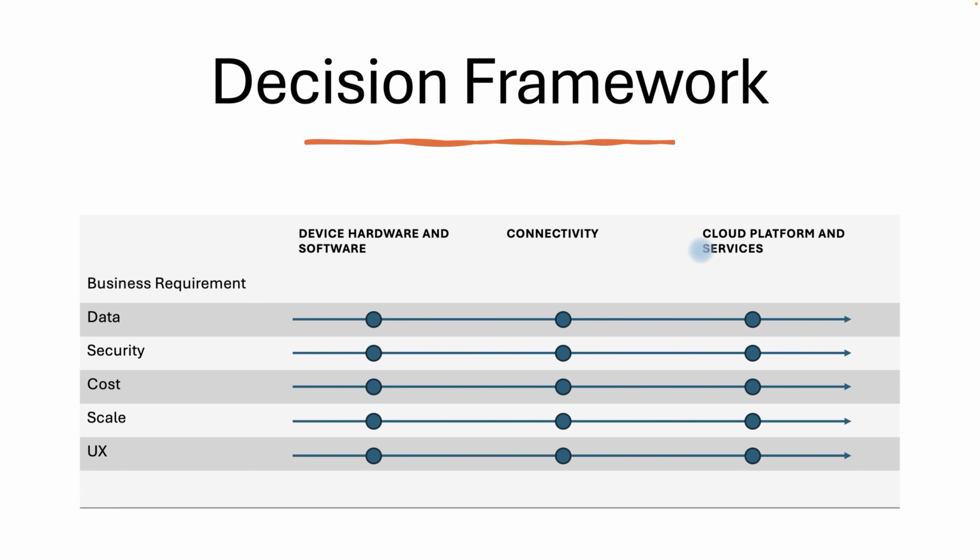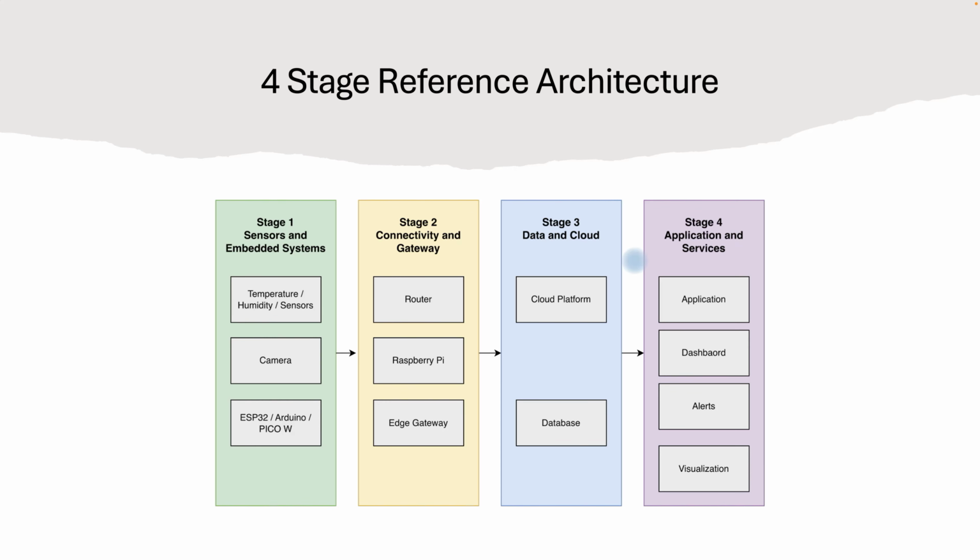Now, the next thing I want to talk about is the decision framework. What is the decision framework? Let's say we are creating a complete industrial IoT system where we want to do all four of them. So there would be a lot of decisions that need to be made at a lot of different points. Which microcontrollers should we use? Which kind of sensors should we use?